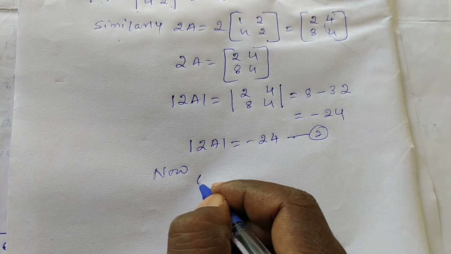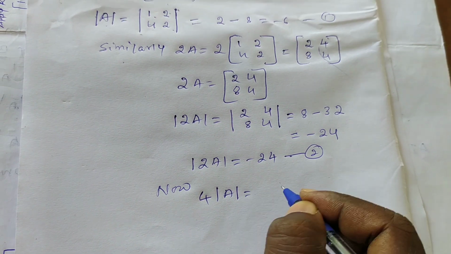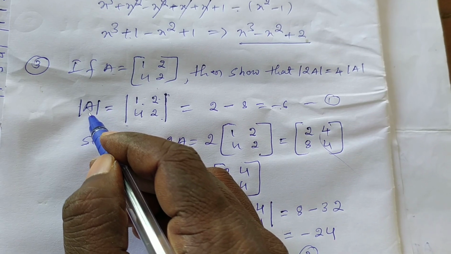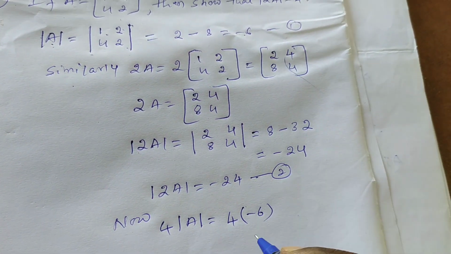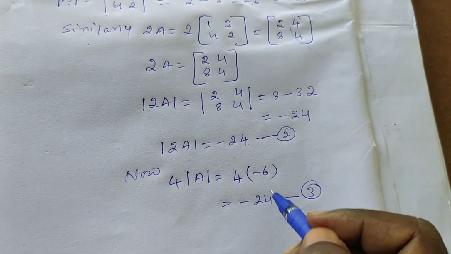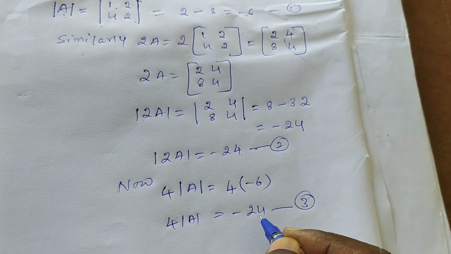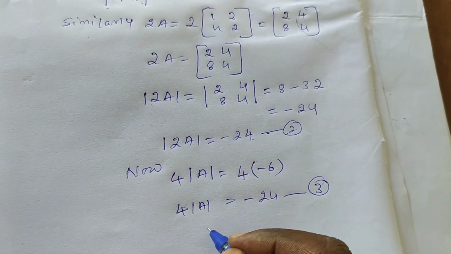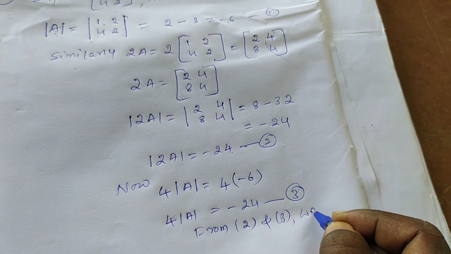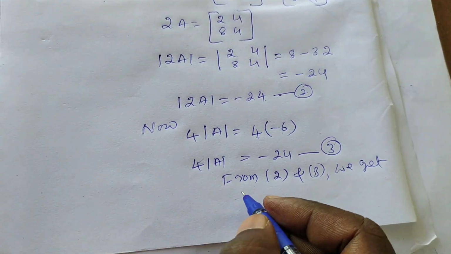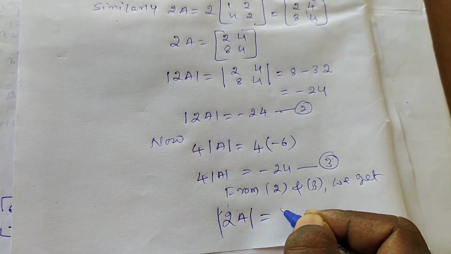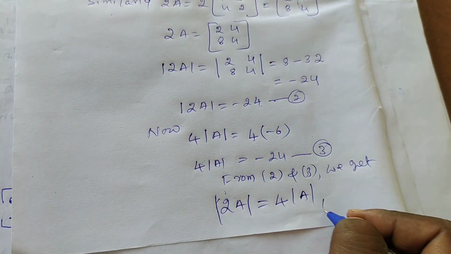Now, the value of 4 into determinant of A is 4 into determinant of A. Determinant of A is minus 6. That is, 4 into minus 6 is minus 24. Call it equation number 3. From 2 and 3, we get determinant of 2A is equal to 4 into determinant of A. This is the proof.